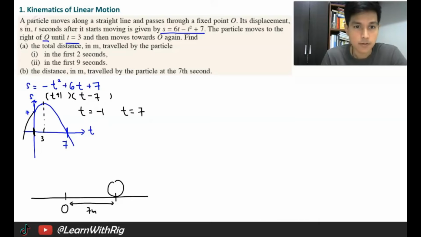I'm just showing you all how to draw lah, because I know some of you all probably would have forgotten. Okay, sketching the graph is very important. So in this case, you know this is 3. So that's what it meant here, you see.